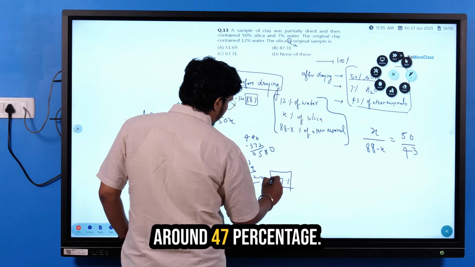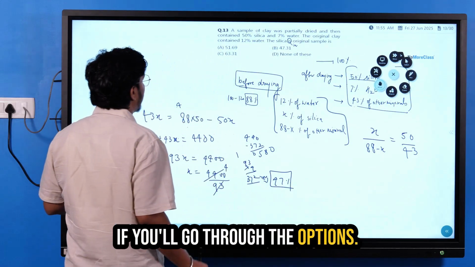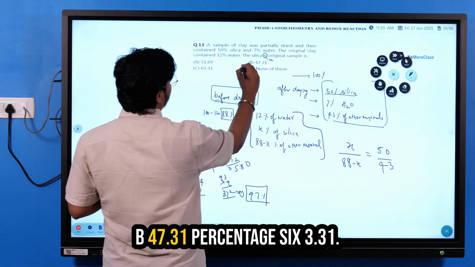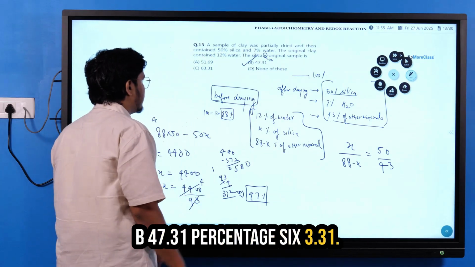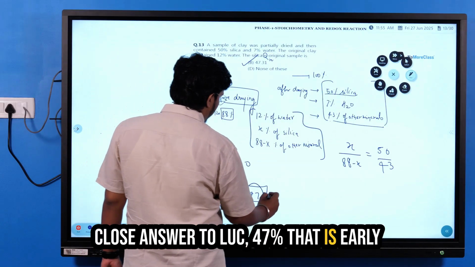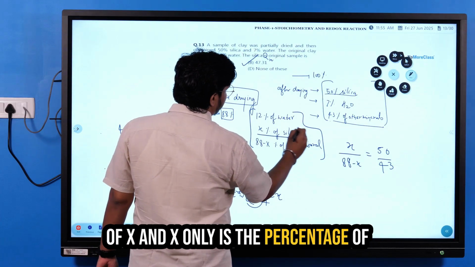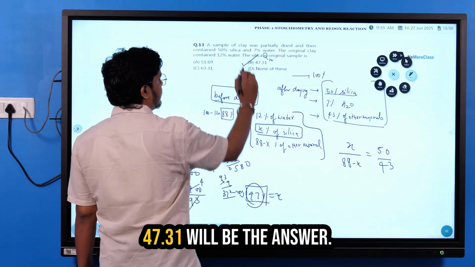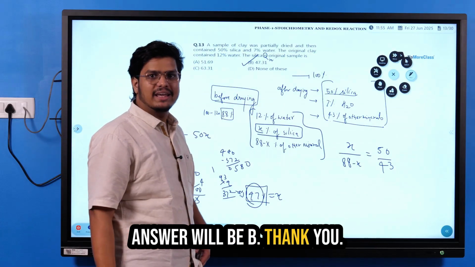Somewhere around 47%. If you go through the options, option A is 51%, B is 47.31%, C is 63.31, and D is none of these. As we got an answer close to 47%, that is the value of X, and X is the percentage of silica in our original sample. So 47.31 will be the answer. The answer will be B. Thank you.